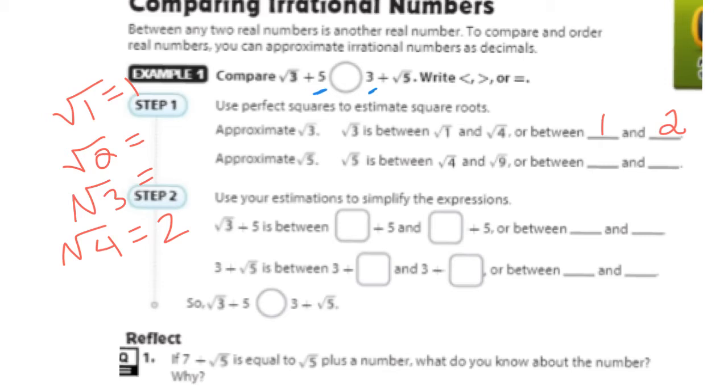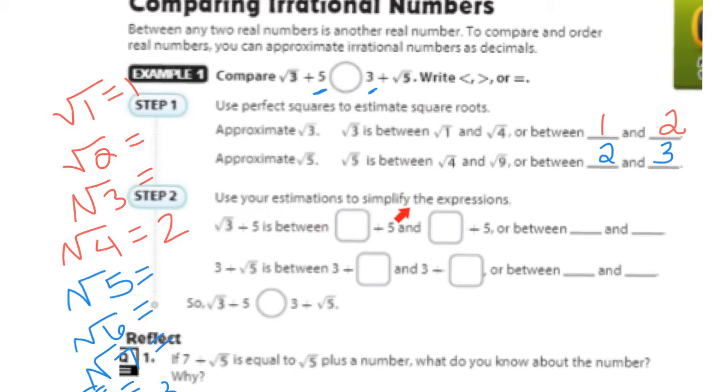Approximate the square root of 5. So the square root of 5, we don't know what that is. It's a decimal. The square root of 6, of course, is another decimal. The square root of 7, another decimal. The square root of 8, oh my, another decimal. The square root of 9 is 3. So you can see that the square root of 5 is between the square root of 4 and the square root of 9. It's between 2 and 3, but it's closer to 2. So this is going to be between 2 and 3. It is closer to 2.